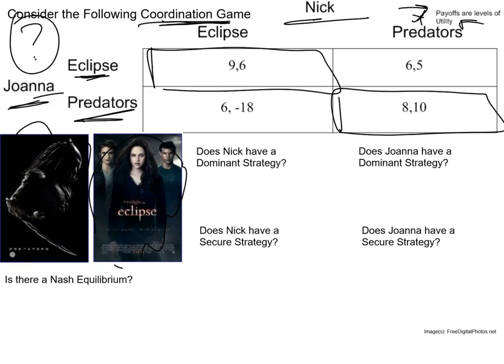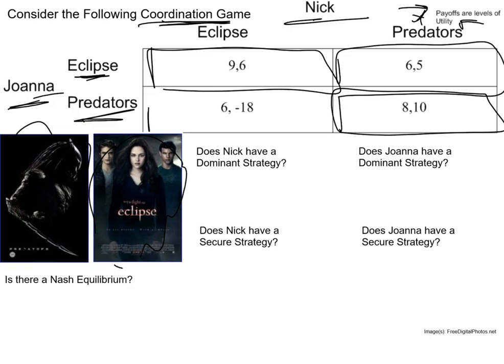Alternatively, what if they both go and see Eclipse? Joanna is going to be happy that she's seeing the kind of movie she wants to watch with her boyfriend. Nick's happy that he's at a movie with his girlfriend, but he's not too keen on that kind of movie. Whereas we can consider the off-diagonal combinations. What if Joanna goes off and sees Eclipse by herself, and Nick goes ahead and sees Predators by himself? They're both seeing the kind of movies that they like, but they're not spending time together on a Friday night. Notice what happens to Joanna's happiness and to Nick's satisfaction.